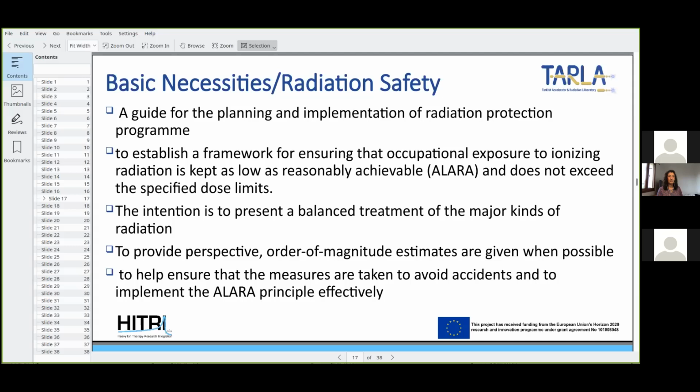What you're limited to is giving order of magnitude estimates, but even these are a good guide to help you understand your problem and to prepare for any kind of eventuality in terms of safety that you may have. So altogether, FLUKA can help immensely to ensure that measures to avoid accidents and implementation of ALARA are done effectively.